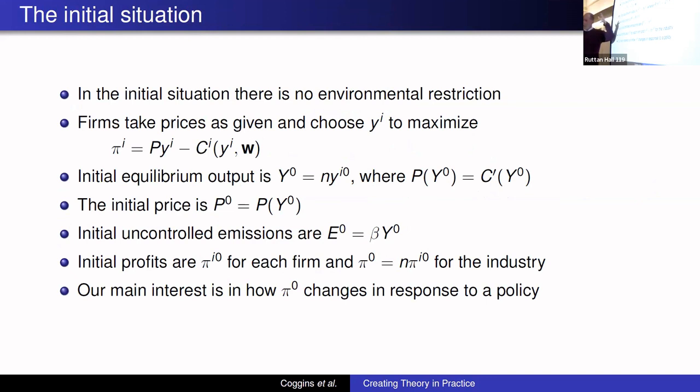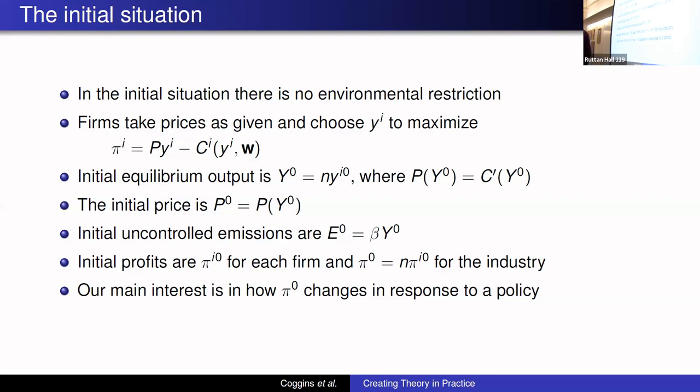So we have an initial situation. And again, if you read our paper, it's really detailed, really specific. There's no environmental regulation. All these polluters just ignore pollution and maximize profit, just like in Montgomery. They take prices as given and maximize profit. There's an initial output level, Y0. It's where demand and supply are equal.